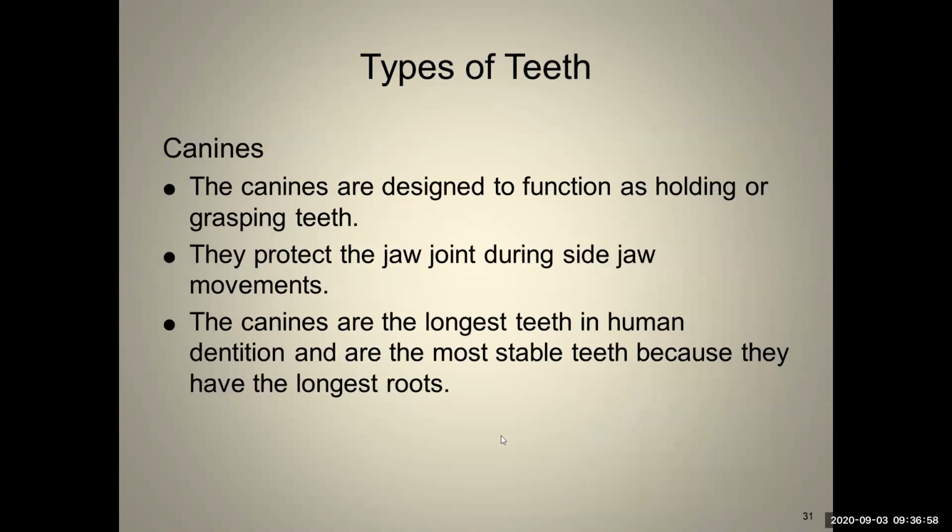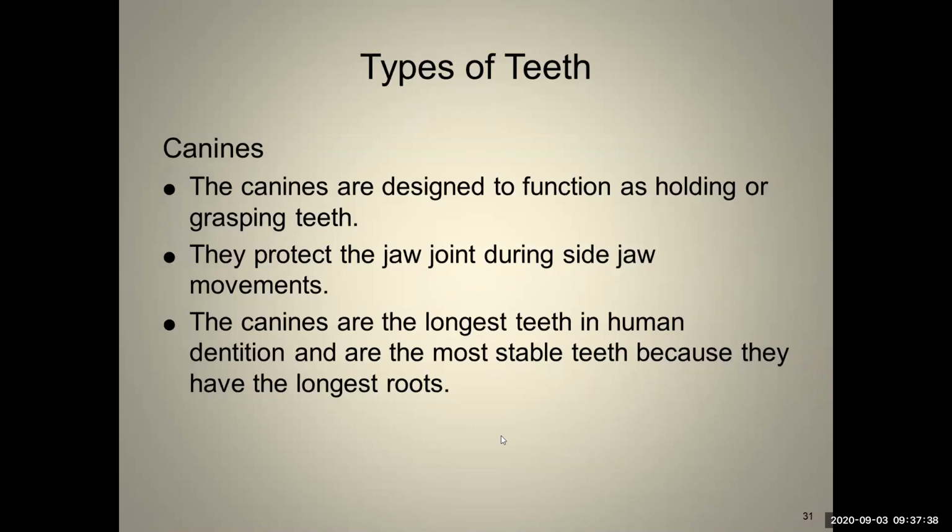Then we have our canines. The canines are designed to function as holding or grasping the food, okay? They protect the jaw during side jaw movement. If you take your mandible, your lower jaw, and take it over to one side and then the other, that's called lateral movement. And then when you've got canine to canine, those incisal edges, canine to canine, those should be the only teeth touching. And that's what it means when it protects the jaw joint.